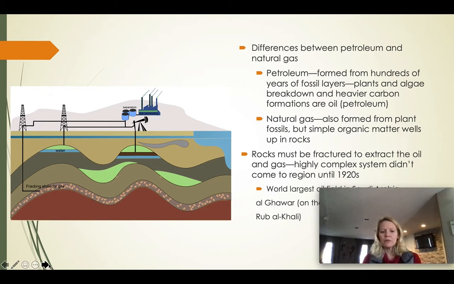So there are some differences between petroleum and natural gas. Both are really important and both have their own important uses. Petroleum is formed from hundreds of years of fossil layers. Plants and algae break down, and the heavier carbon formations are oil. Over thousands, millions of years actually, plants and animals die and decompose, and those layers break down and become what is oil.